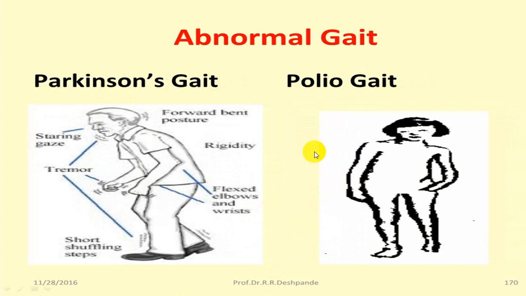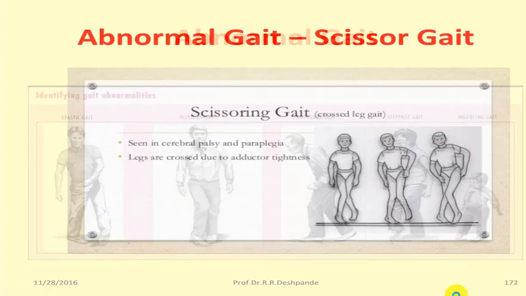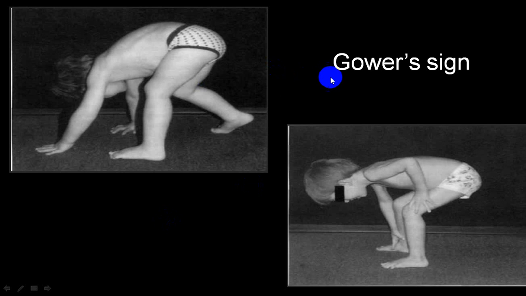Poliomyelitis will have a typical gait. So you can have a spastic gait, scissors gait, typical propulsive gait, or what we call short shuffling gait in Parkinsonism, high steppage gait, and waddling gait in Duchenne myopathy. Cross leg gait will be very common in cerebral palsy, also in paraplegia with spasticity. You can have a Gower's sign, which is also shown in that video lecture.